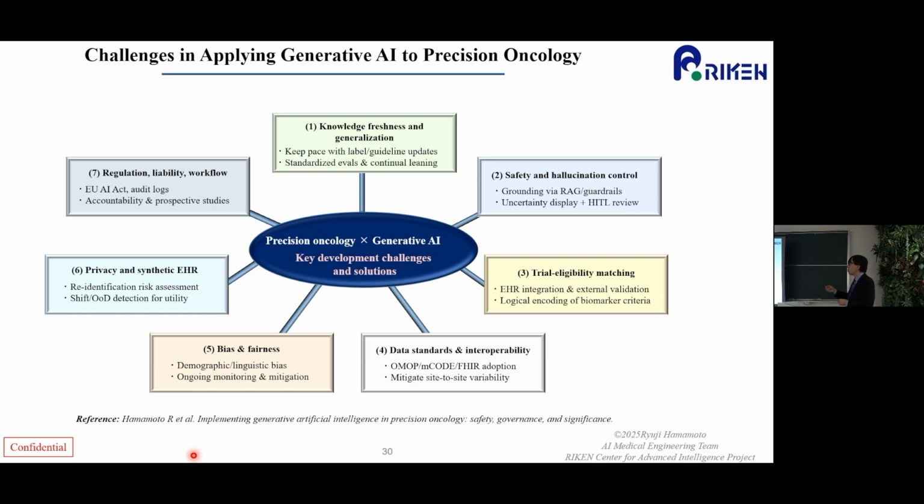So we need to care about the data standards, bias and fairness, privacy and synthetic nature, and the regulation, liability and workload. So we still have serious issues in this field, but I believe that in the future, medicine will be significantly improved based on artificial intelligence technology.